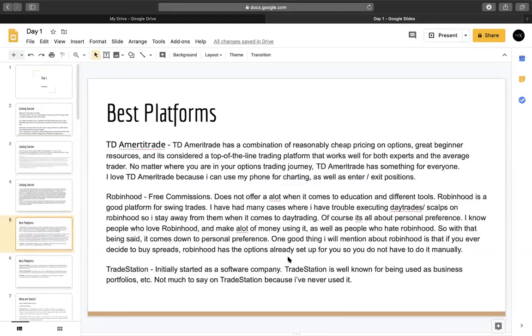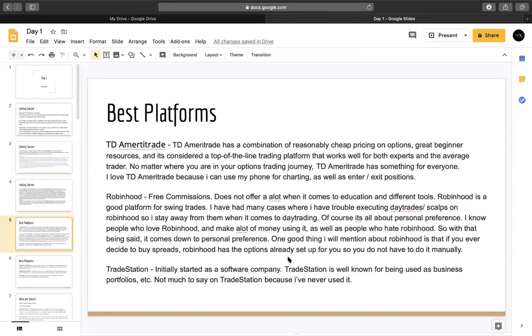One good thing I will mention about Robinhood is that if you ever decide to buy spreads, like strangles, iron condors, debit spreads, credit spreads, those kinds of things, if you look up the stock, you can see that it lets you buy spreads like iron condors, strangles, debit spreads, credit spreads, and they have it already set up for you. You don't have to manually input all the different legs required for a certain spread.